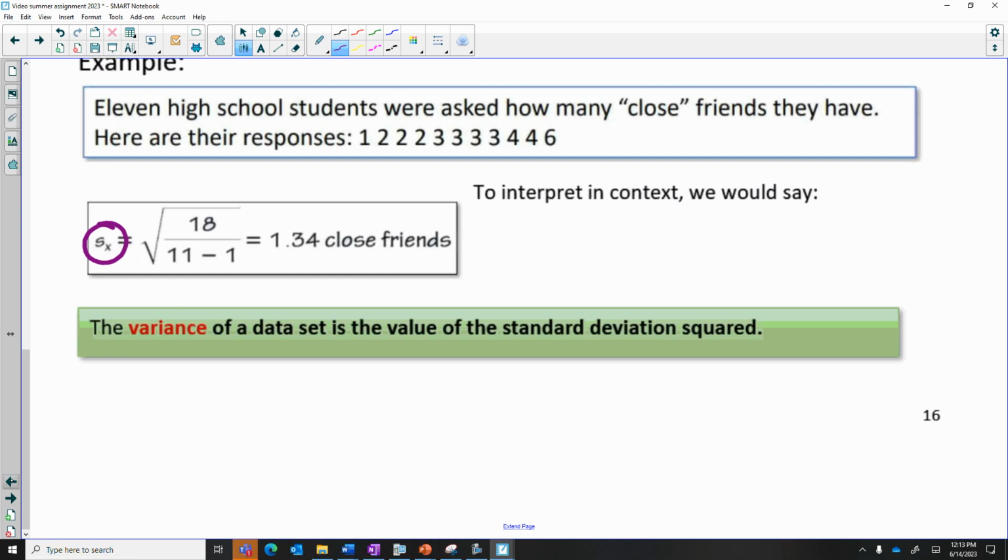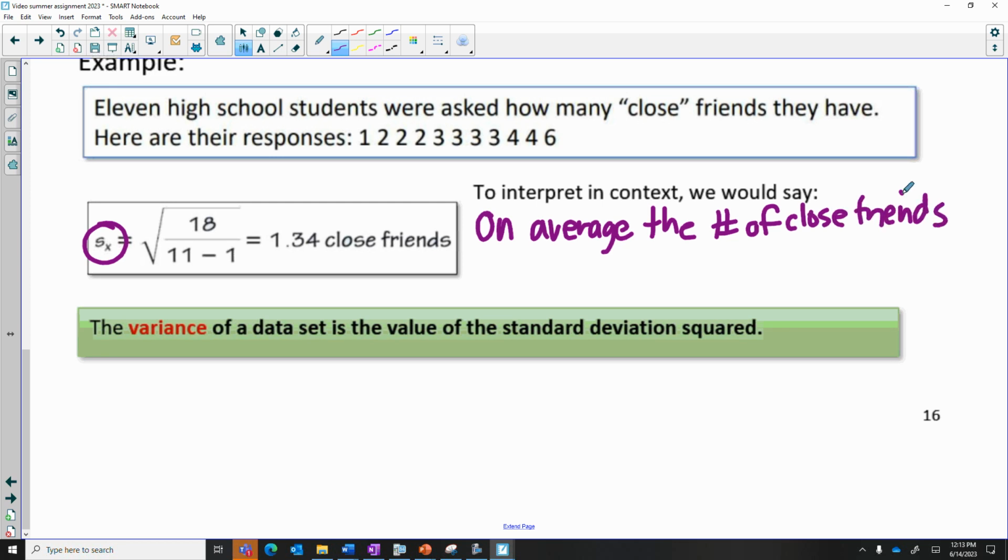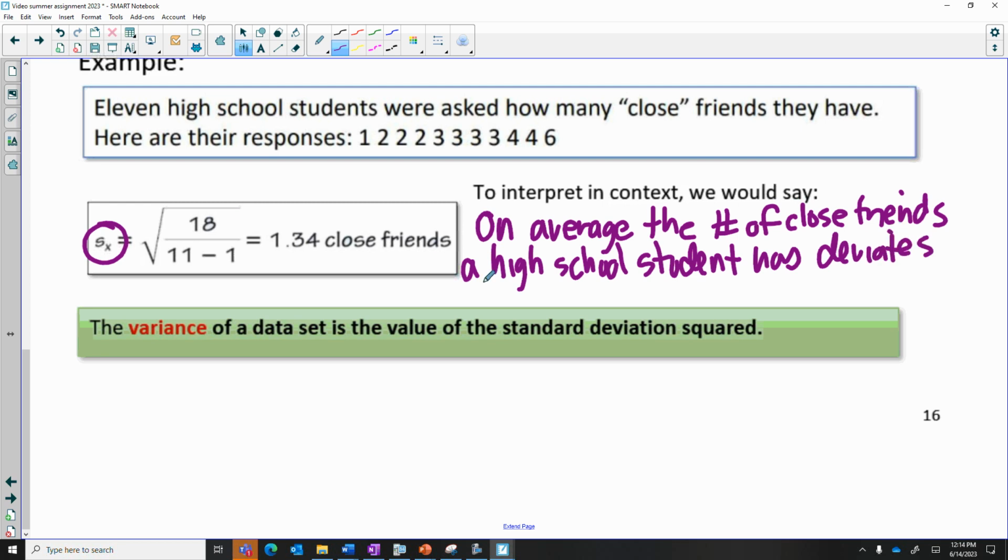So we say on average, and then we put whatever we're talking about. So the number of close friends a high school student has deviates by 1.34 friends from the mean or average. So the average deviation from the mean is 1.34 friends.